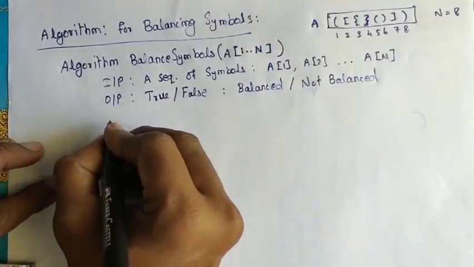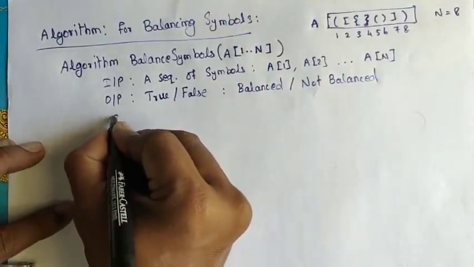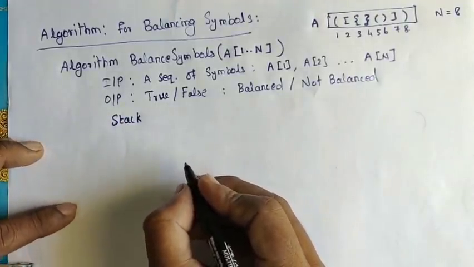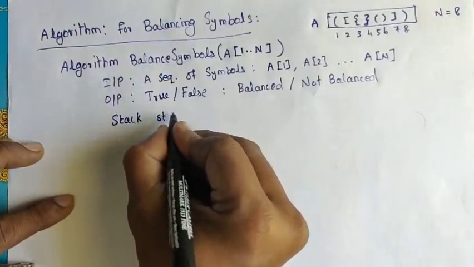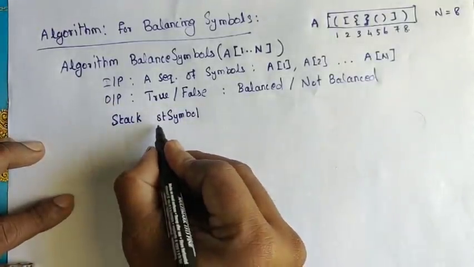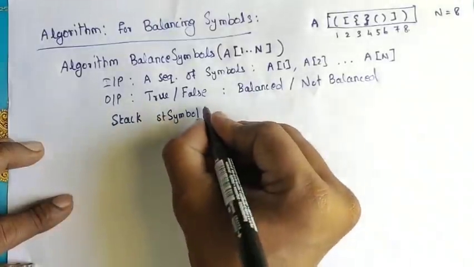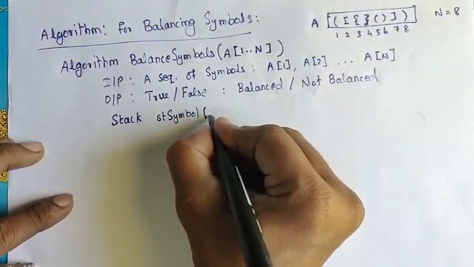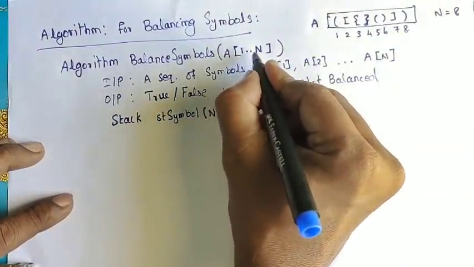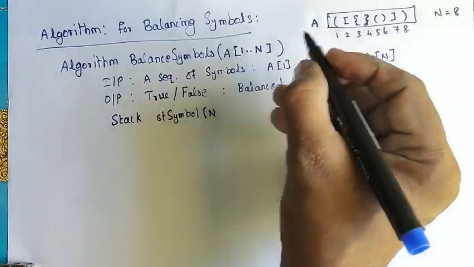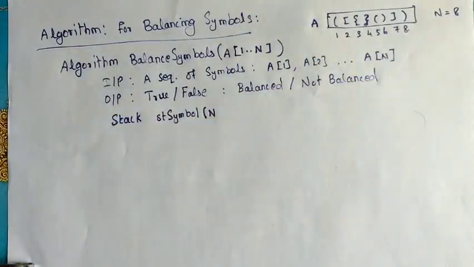So the first step in that algorithm is just to create a stack. The stack ADT we have already created. So create the stack st symbol. I am going to mention the stack name as st symbol. And how many elements does the stack need? Maximum N symbols are there. N by 2 is its size, actually, because only half of them, the opening symbols, are going to be stored in the stack.